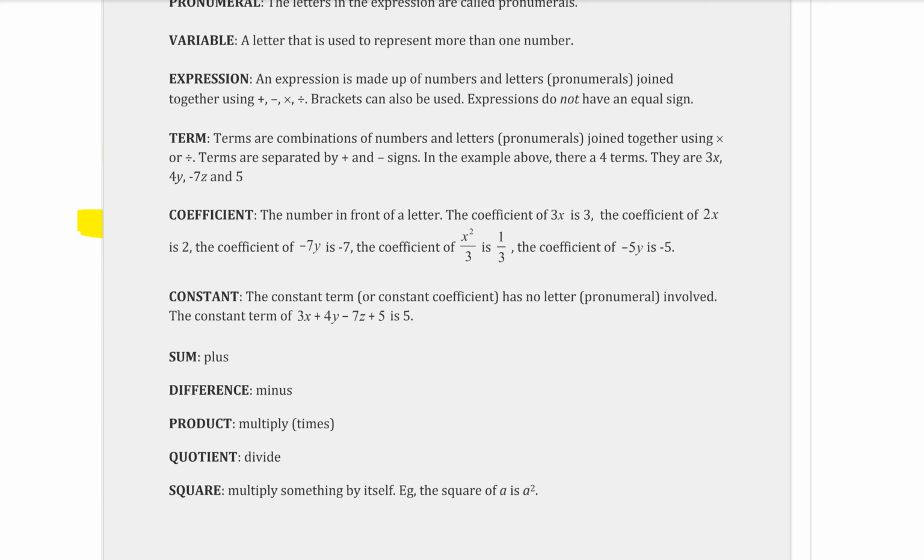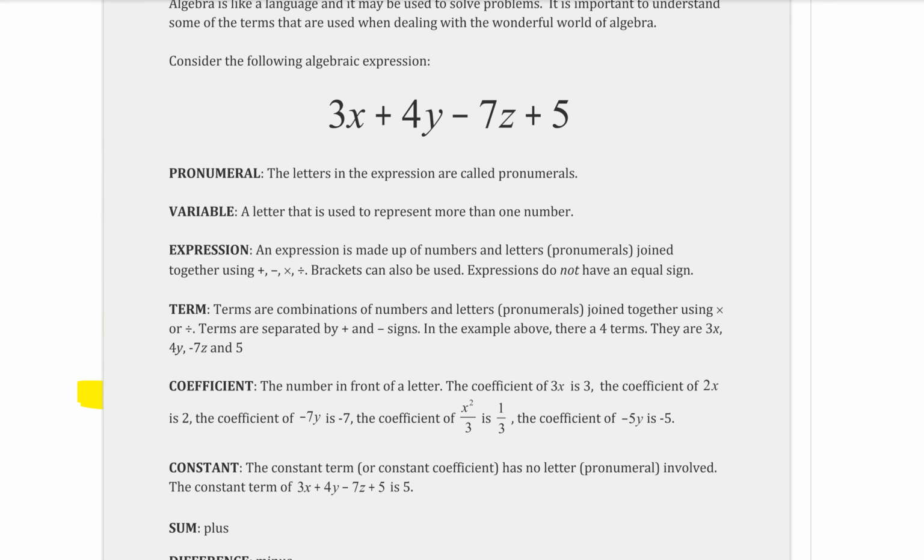Okay, next we have a constant. The constant term is the one that doesn't have any letters. So back up here to my expression. Which one doesn't have any letters on it? 5. The 5s. That's the constant term.